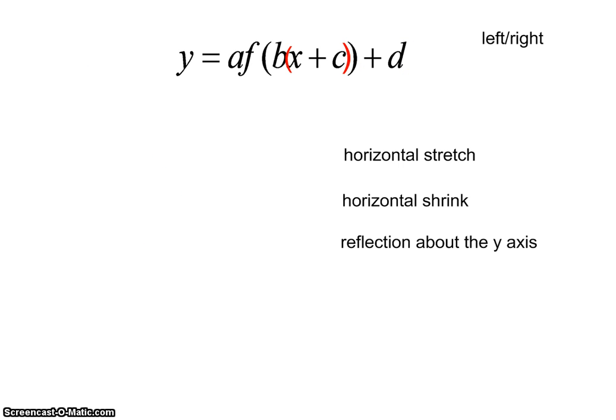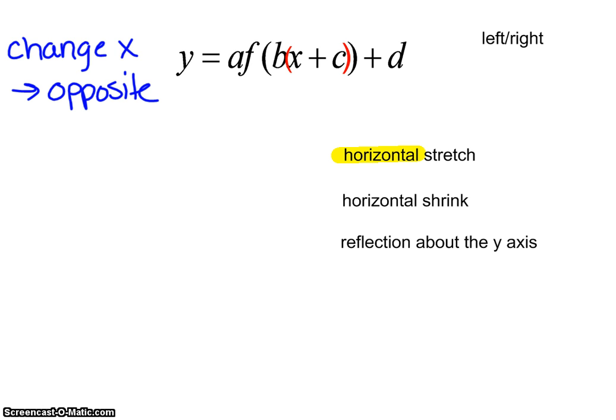Now, we do get to the horizontal part on the inside. Anytime we're on the inside, again, that affects us horizontally. And a couple things with that again. When we deal with horizontal, it changes my x. And what we want to do is always do the opposite. So if it's a plus, we want to do a minus. If it's a times, we're going to do a divide. So C, again, is going to move you left to right.